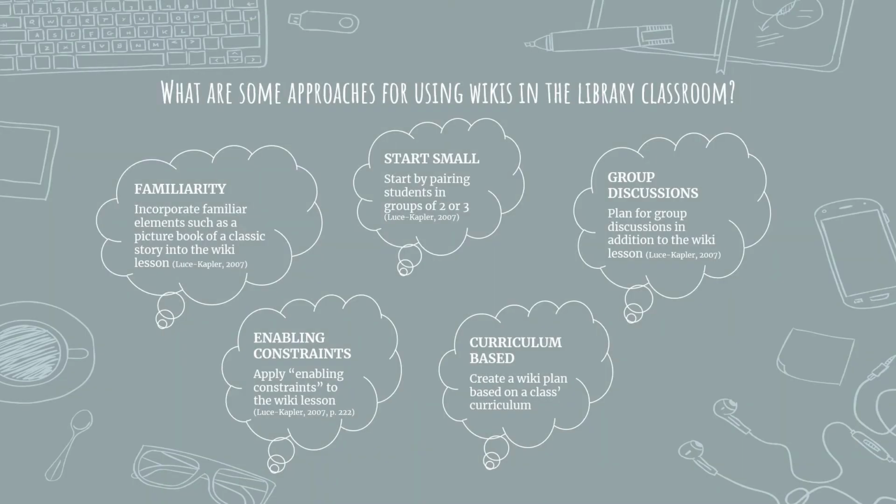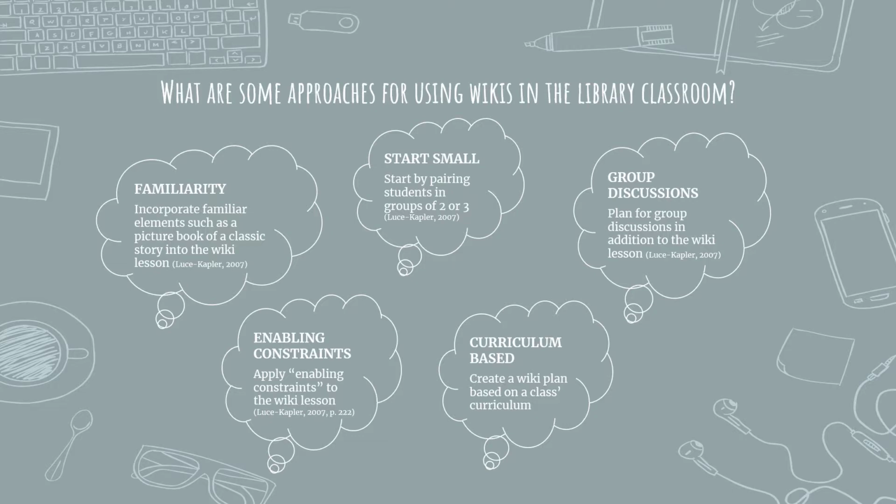So it's evident that using wikis in classroom instruction is an effective practice for distinguished level performance, but where's a good place to start? How should school librarians approach planning a wiki-based lesson? One way is to incorporate familiar elements, such as a picture book of a classic story, into the wiki lesson. This allows for students to make connections to prior knowledge, which is ultimately how they learn.